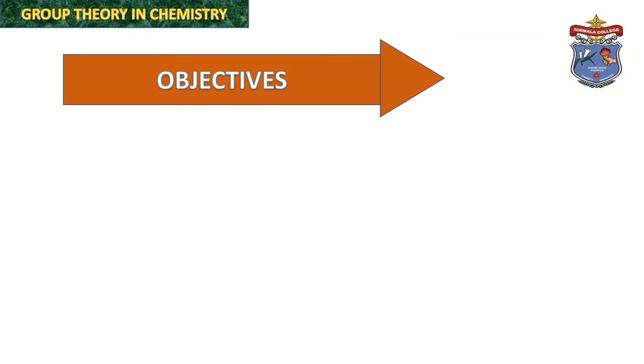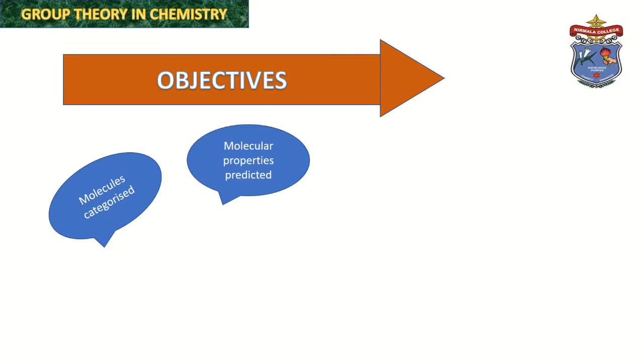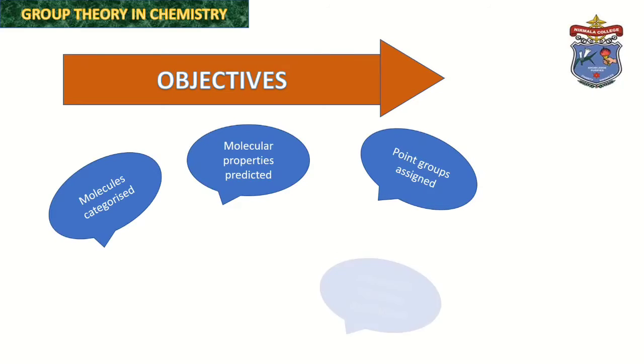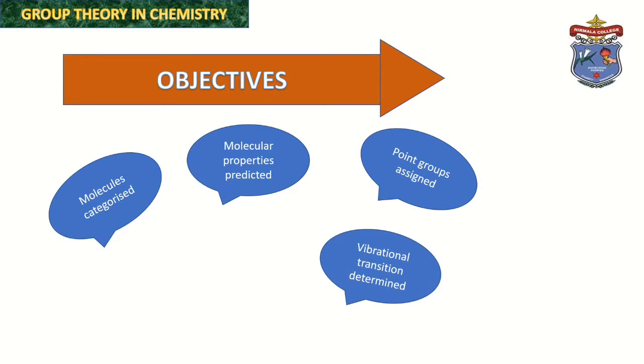The significance or objectives of group theory are: the molecules can be categorized, properties of molecules can be predicted, we can assign the point groups of the molecules, vibrational transitions can be determined, and EMR interactions can also be predicted.